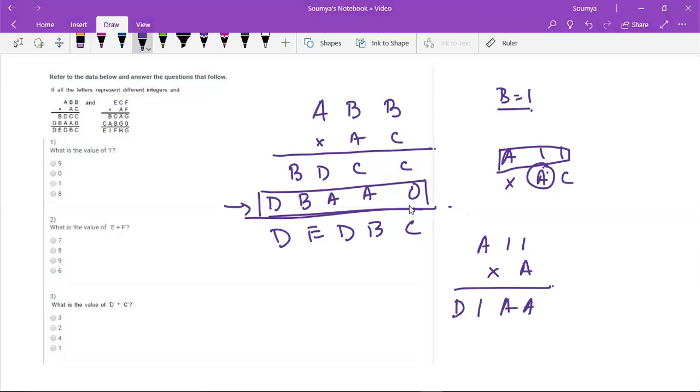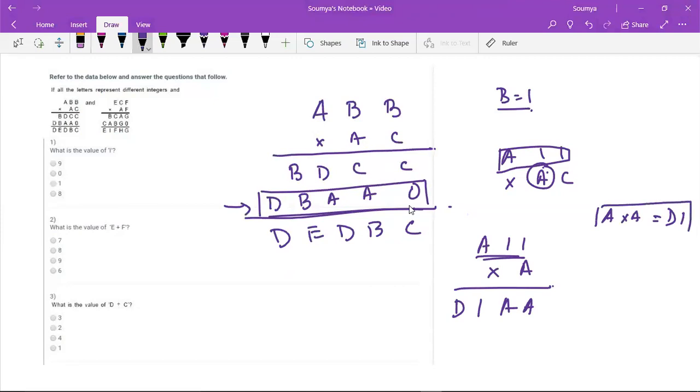Now see, A into 11, just break this in this way. This is like A100 plus 11 and you're multiplying an A to this. 11 into A will give us A, that is fine, for any A it will work. But then A100 into A, or this A into A, should be basically D1.